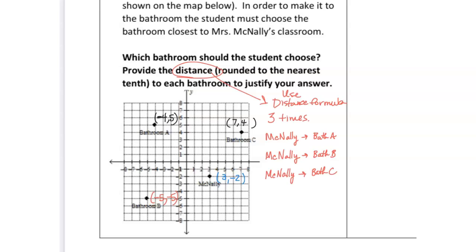Okay, using each of those points, use the distance formula those 3 times and figure out which bathroom is the closest to Miss McNally's room.